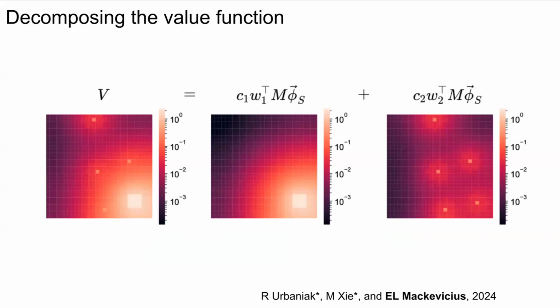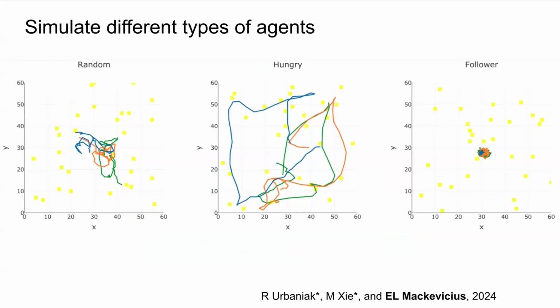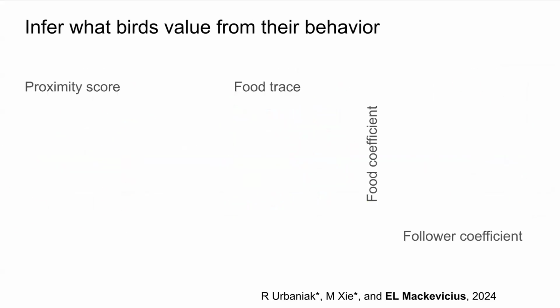And we can decompose a value function into different pieces. So this is a value function, which is the sum of wanting to be near food and also potentially wanting to be near other agents in the group as well. So we've simulated different types of agents. There are agents that move randomly. There are agents that we call the hungry agents, where they didn't care about any other agents in the environment. They just approached food. And then the follower agents didn't care about food and just cared about being close to other agents. And we wondered whether we could infer the strategy from the behavior.